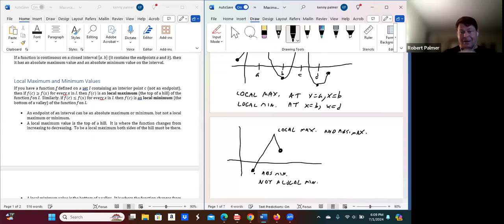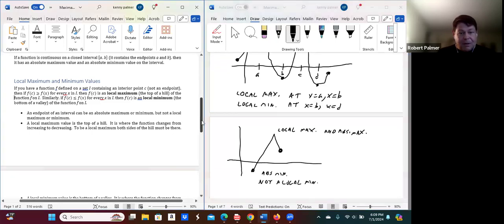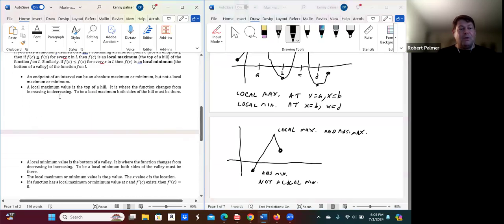Okay. And the reason why is because it's basically an endpoint. It's not what's called an interior point. This is the idea when I say here that a couple points here, a local maximum, it values the top of a hill. It's where the function changes from increasing to decreasing. To be a local maximum, both sides of the hill must be there.